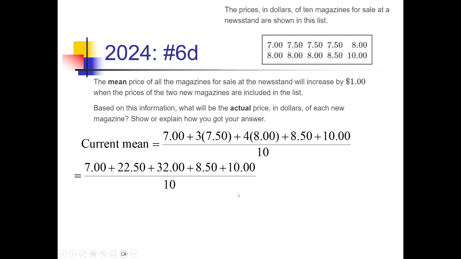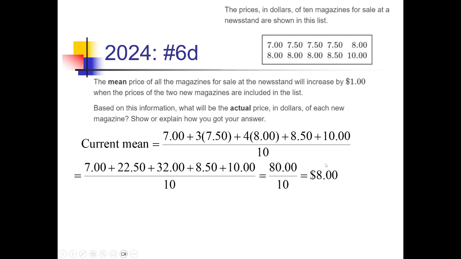So I did all that in my head, but obviously if this is the real MCAS, you probably want to do it out on paper just to double check. So we have 80 over 10, which is going to be $8 for the original mean price of these magazines, which seems reasonable given the numbers here.